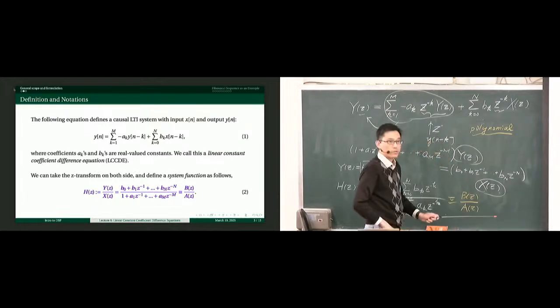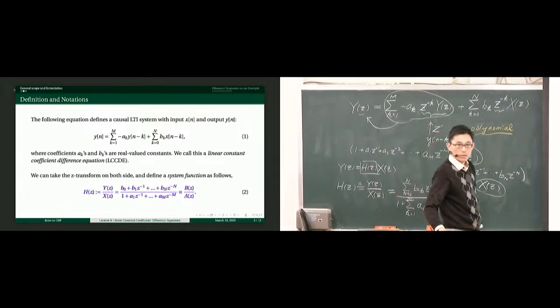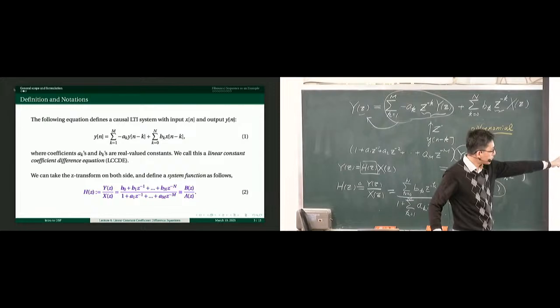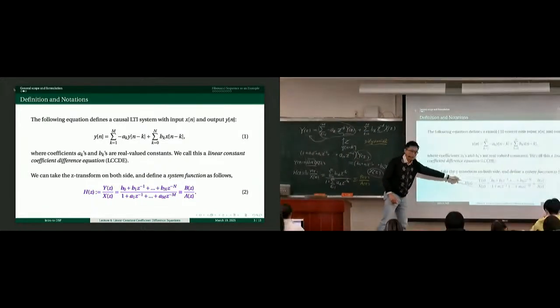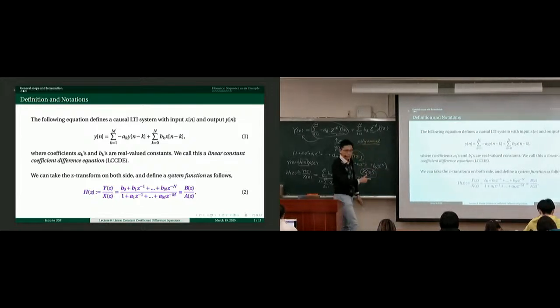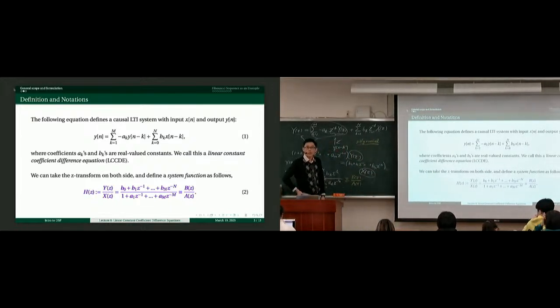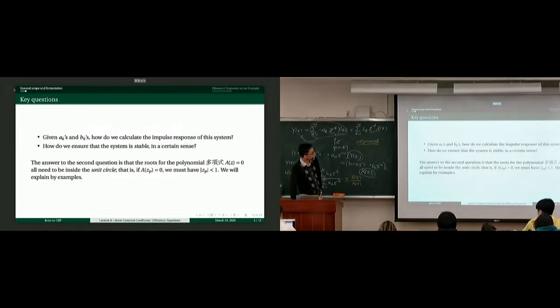And this is an important result. Starting with a difference equation and ending with a rational expression where there are two polynomials, one on top, one at the bottom. B of z divided by A of z is a general expression for all such linear systems characterized by difference equations, right? So far, so good? So later, when we come back next week, we ask a few key questions.